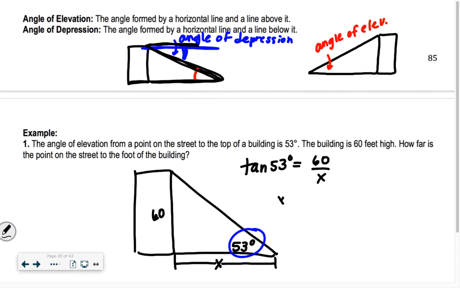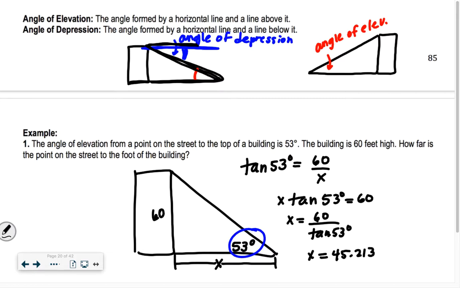So if I'm solving for x, I would multiply my x over, and then I divide by tangent of 53. That's what I was saying earlier that people will mess up on. So we do 60 divided by tangent of 53, and we get 45.213. This would be in feet.